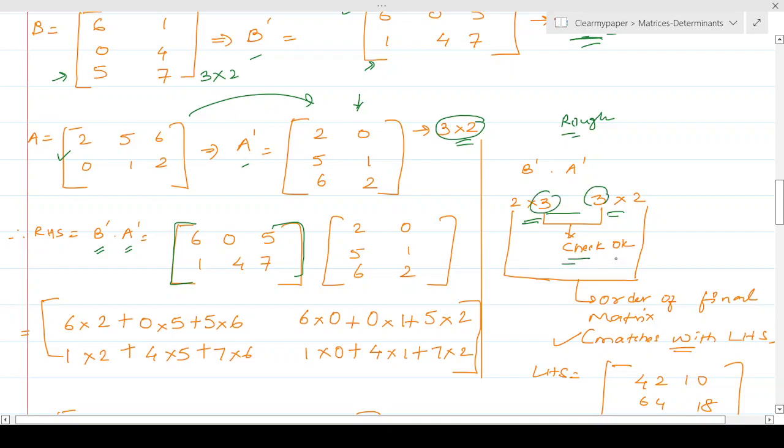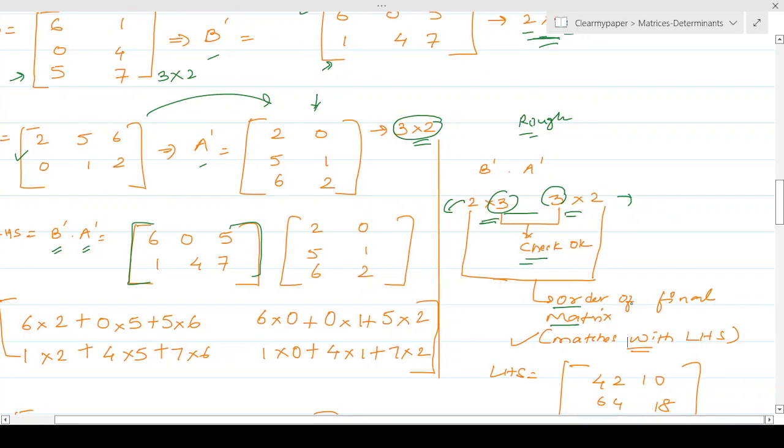That check is okay. Then whatever is the remaining outer numbers, the rows here and the columns here, will be the final order of your final matrix, right? And that should pretty much match with your left hand side equation, which you found in the first step, right? So that you also have to remember.